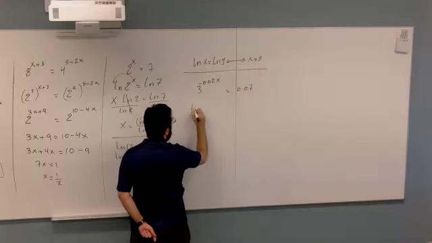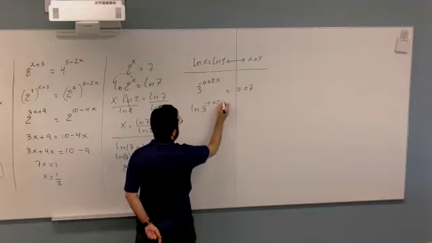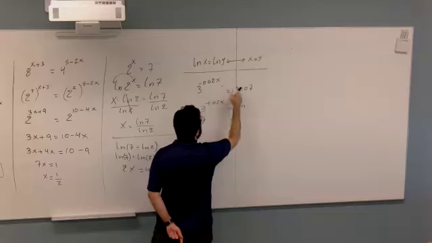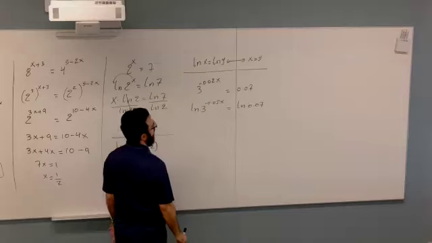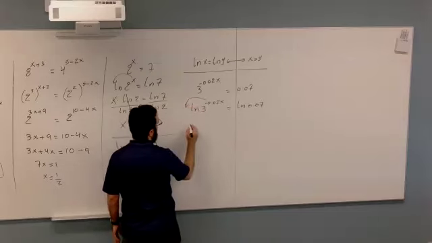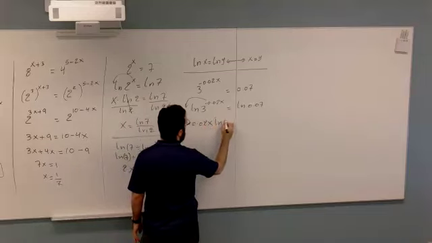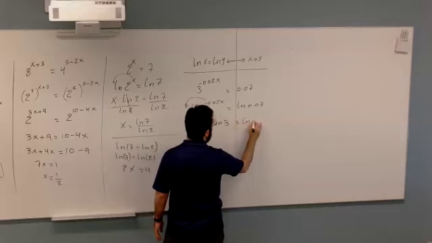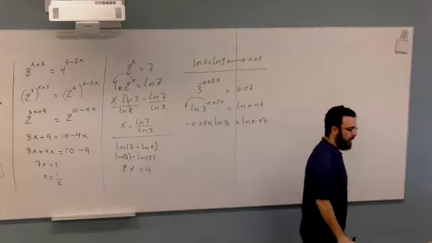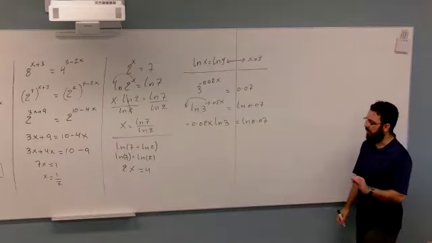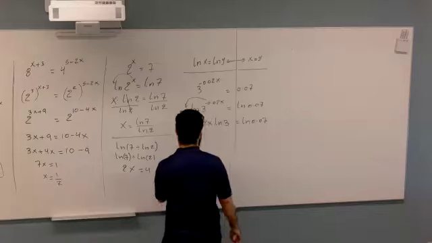That means I can take ln of this number: 3 to the negative 0.02x equals ln 0.07. Now what's the next step? Exponent to the front. So it's going to be negative 0.02x ln 3 equals what? Now tell me how we're going to do the next step. I need to keep the x by itself. Divide by what? ln 3.